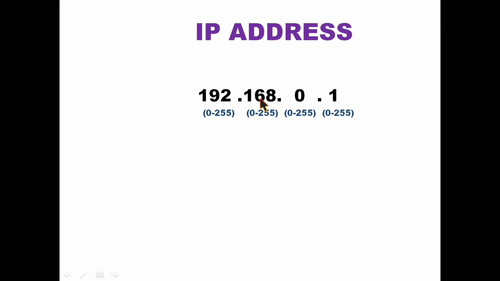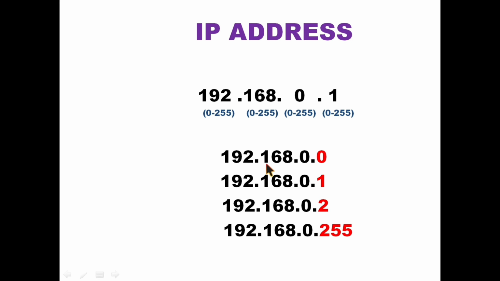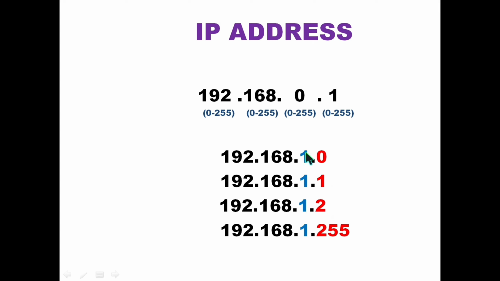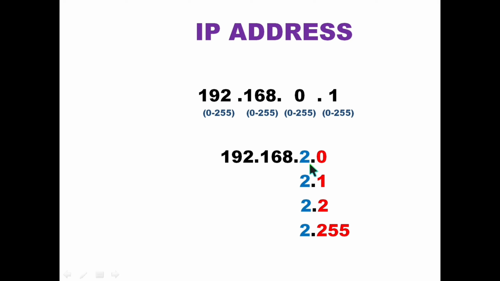An IP address consists of 4 numbers separated by 3 dots. All these 4 numbers can change from 0 to 255. That is, the first number will start from 0, next will be 1, next 2, and it can change up to 255. If it is finished, then simply change 0 to 1: 1.0, 1.1, 1.2 up to 1.255. In the same way, if that is finished, change the third number to 2. The third number can change up to 255. In the same way, the first number and second number can change from 0 to 255.